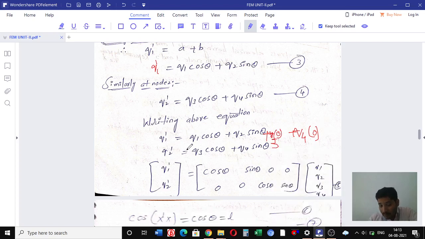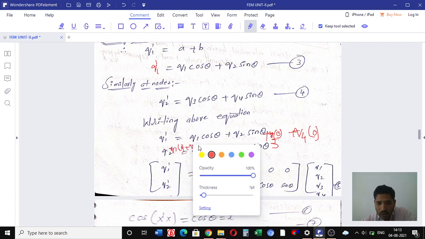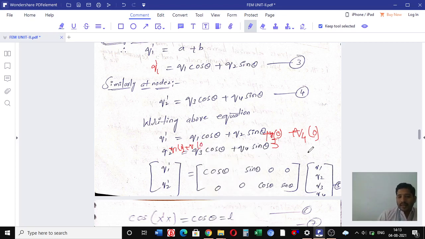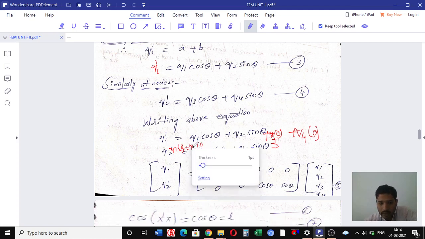After that, in the q2 dash equation we don't have the values of q1 and q2, so q1 is 0 and q2 is 0. How do we write it in matrix form? First of all we take the common terms: q1, q2, q3, q4. Clear? For q1 we have the value cos theta. For q2 we have the value sin theta. But for q3 we don't have any value, so I represent 0. In q4 we also don't have any value, so we consider 0. But coming to this point, in q1 we don't have any value, so we consider 0. In q2, clear? We don't have any value.